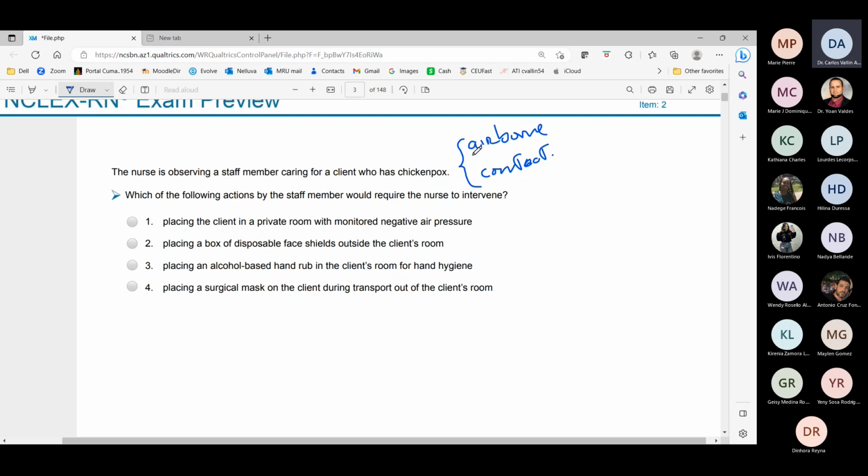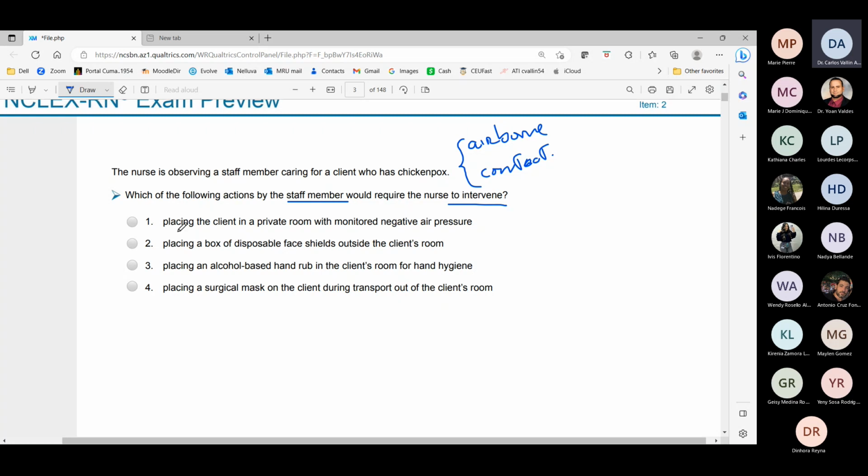So it requires isolation with airborne and contact precautions. Once we make this mental review of what varicella, chickenpox, is, what does the question say? Which of the following actions by the staff member would require the nurse to intervene? What does it mean to intervene? That this staff member is doing something wrong. So it's a negative question. We are going to look for a mistake, something wrong.